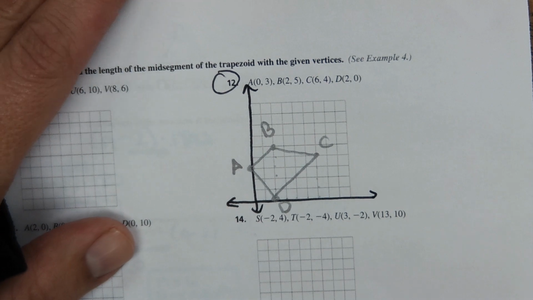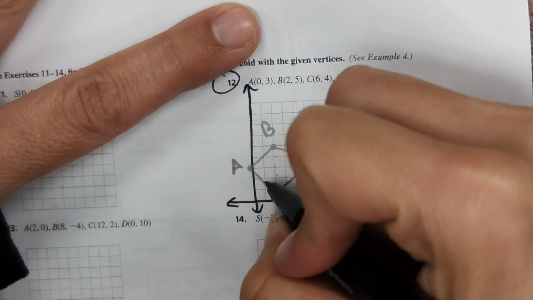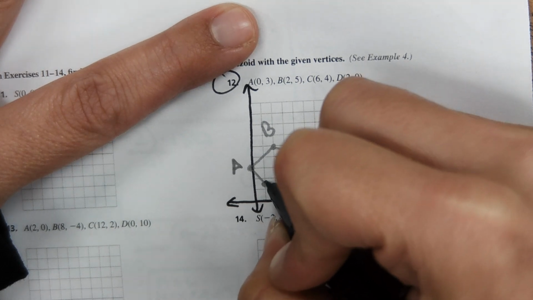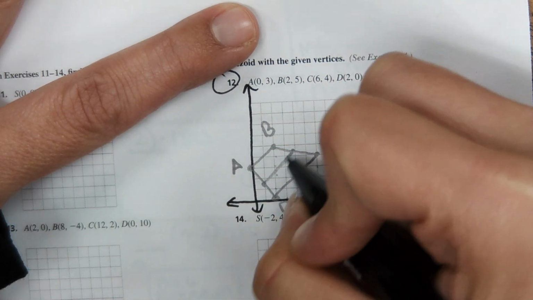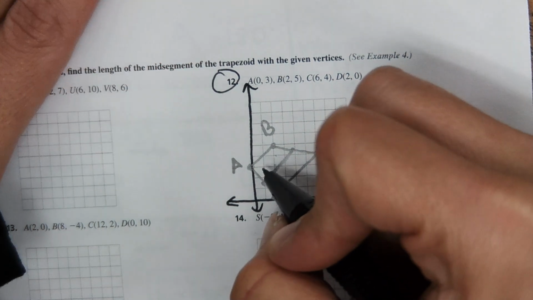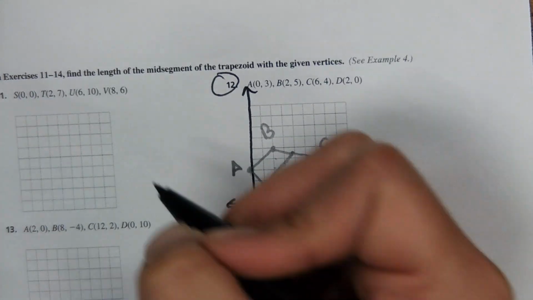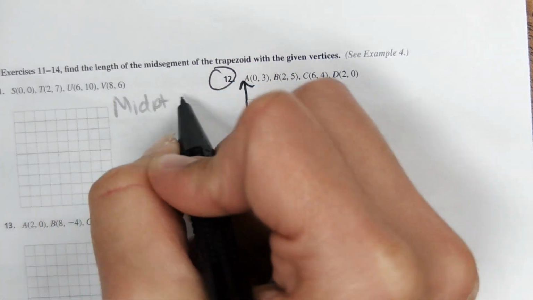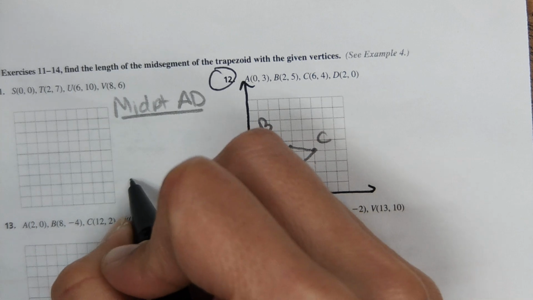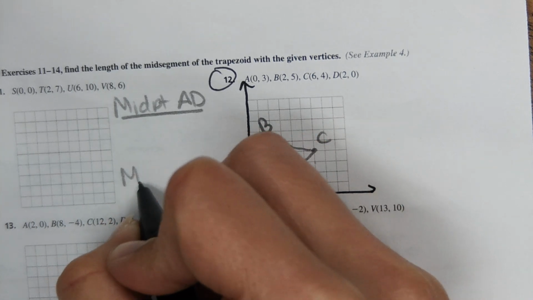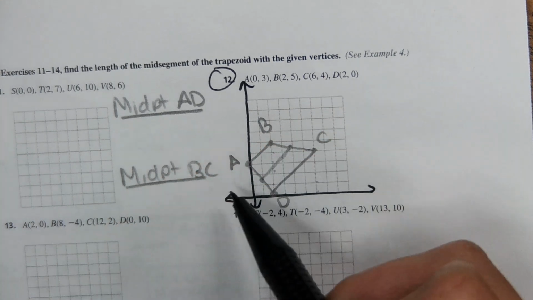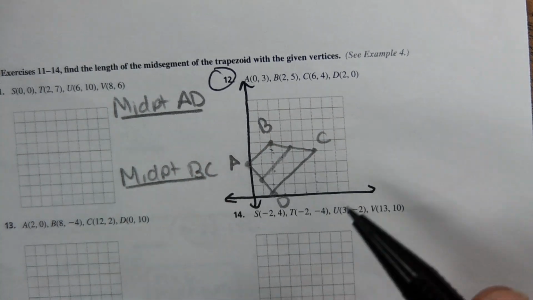So there's my trapezoid. The mid segment would hit at the midpoint of this line, and then the midpoint of this line, and then I need to find the distance between those 2 points to find the length of the mid segment. So it's going to take a couple steps. I need to find the midpoint of AD. Leaving this out would be a bad move because this shows up on testing quite a lot. Midpoint of BC. So I have to find the midpoint of AD and the midpoint of BC, those coordinates.